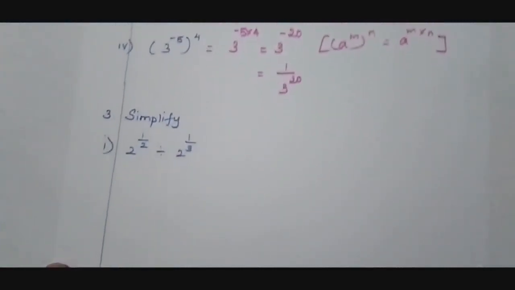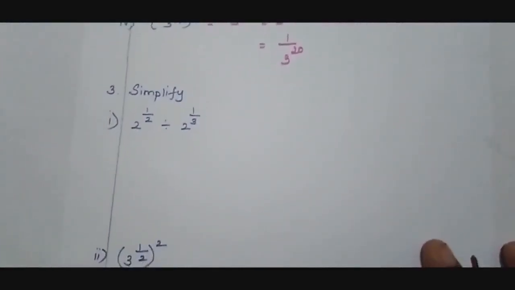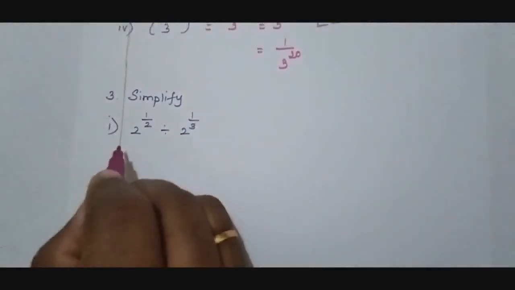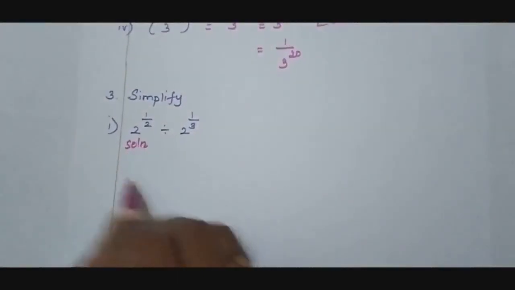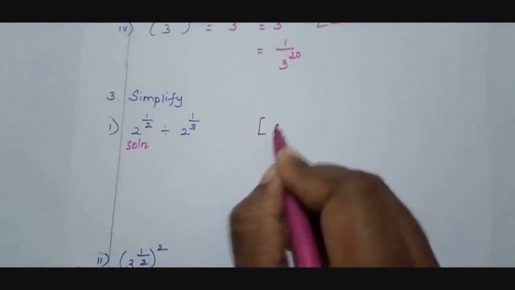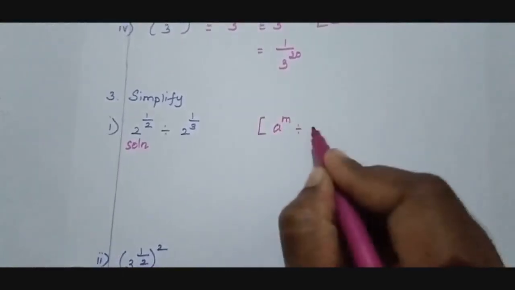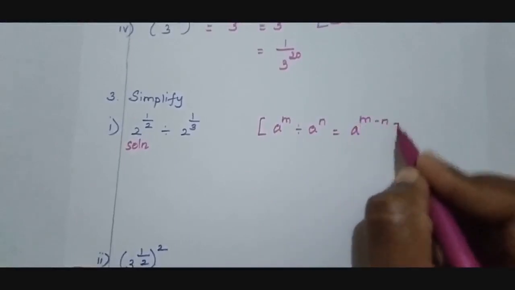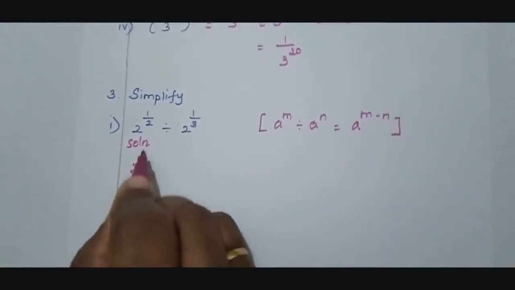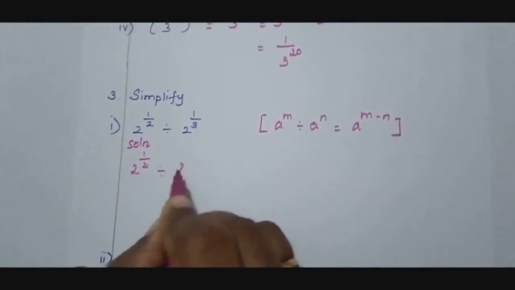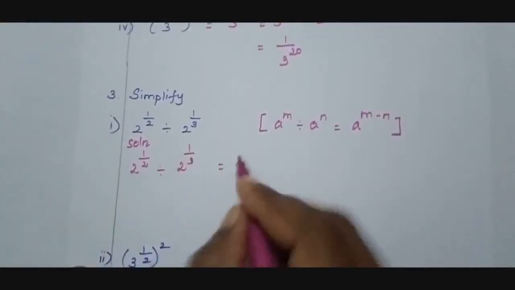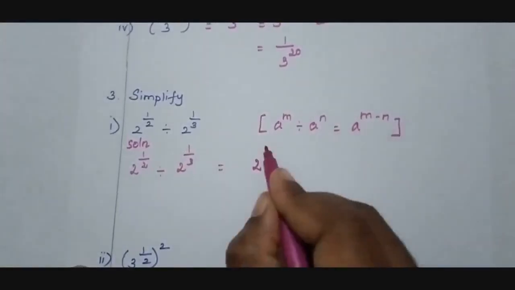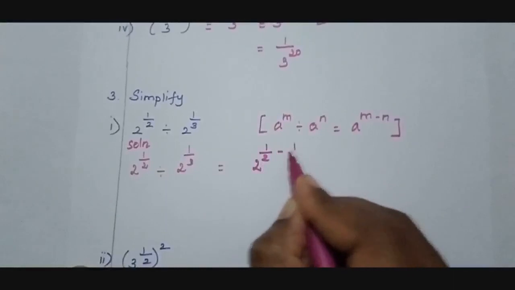The third question, simplify. The first one, 2 power 1 by 2 divided by 2 power 1 by 3. This is based on the rule a power m divided by a power n is equal to a power m minus n. 2 power 1 by 2 divided by 2 power 1 by 3 is equal to 2 power m minus n. So 1 by 2 minus 1 by 3.